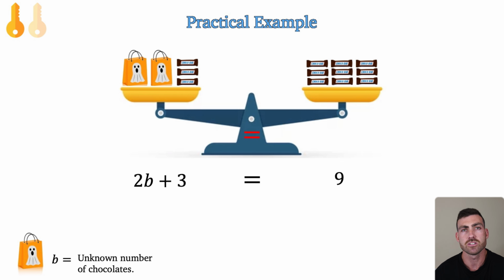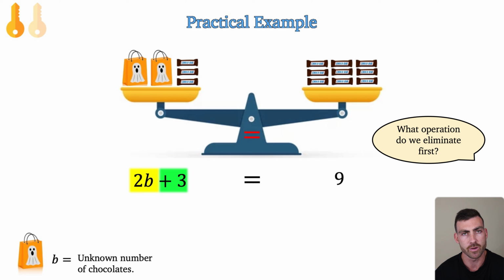And modeling this diagram with algebra, we can write this as an equation 2b plus 3 equals 9. Now to solve it using the balance method, we need to isolate the variable by completing the inverse operation to both sides. But here's the problem. Which part should we get rid of first? Should we divide by 2 or subtract 3?